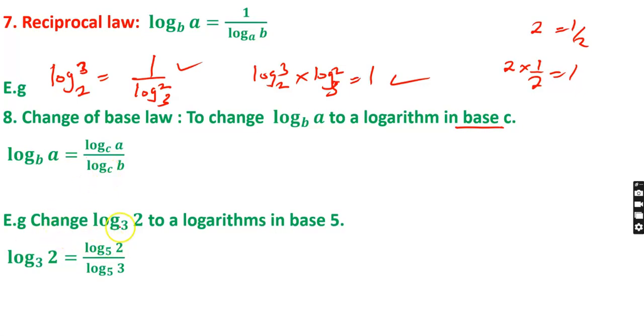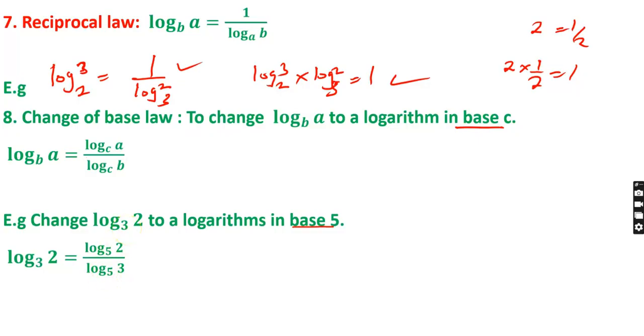Look at the example here. If I want to change log 2 base 3 to a logarithm in base 5, the new logarithm is base 5. So the old number was 2, the old base was 3. That gives me log 2 base 5 divided by log 3 base 5. So these are some of the laws.